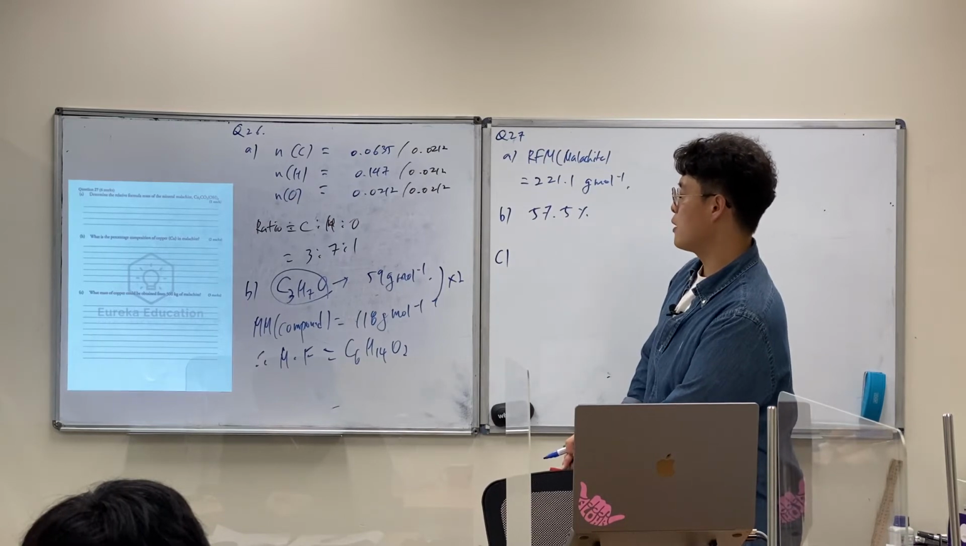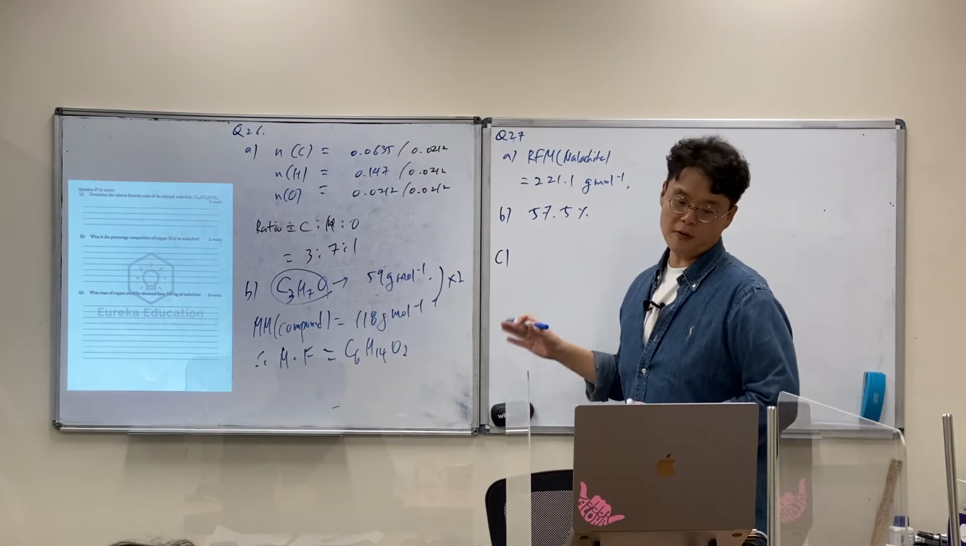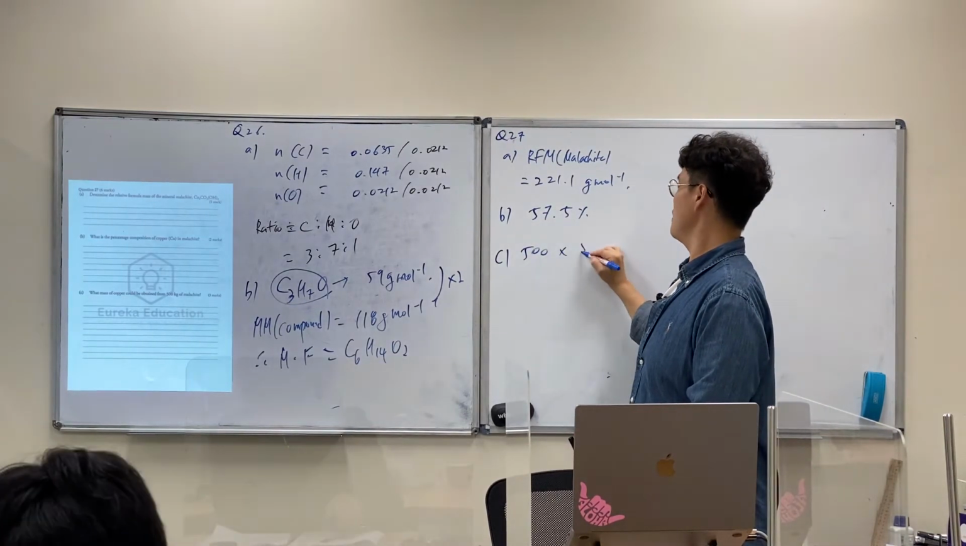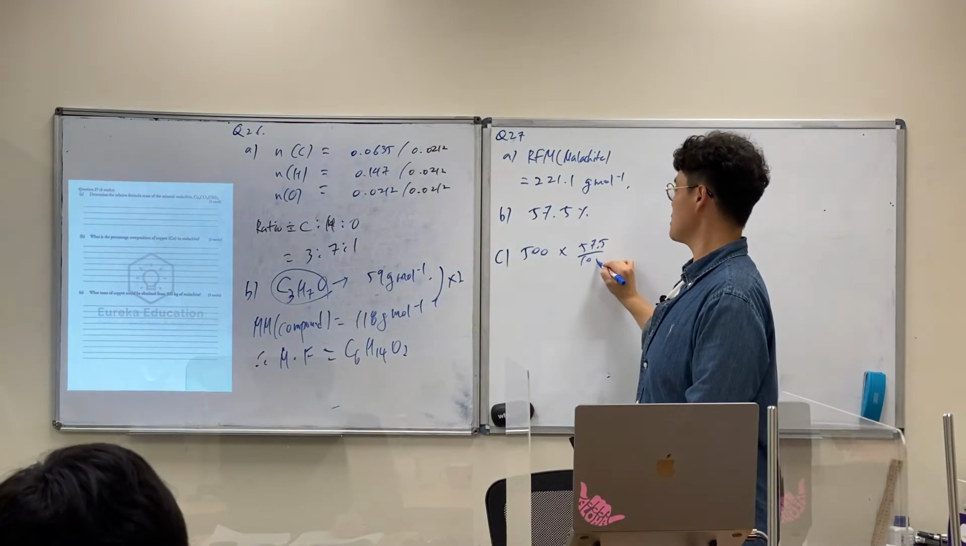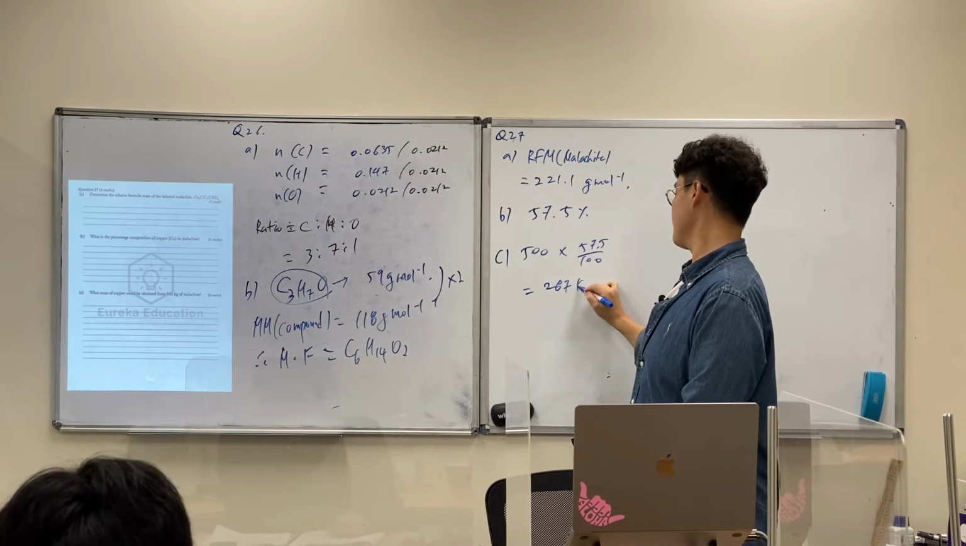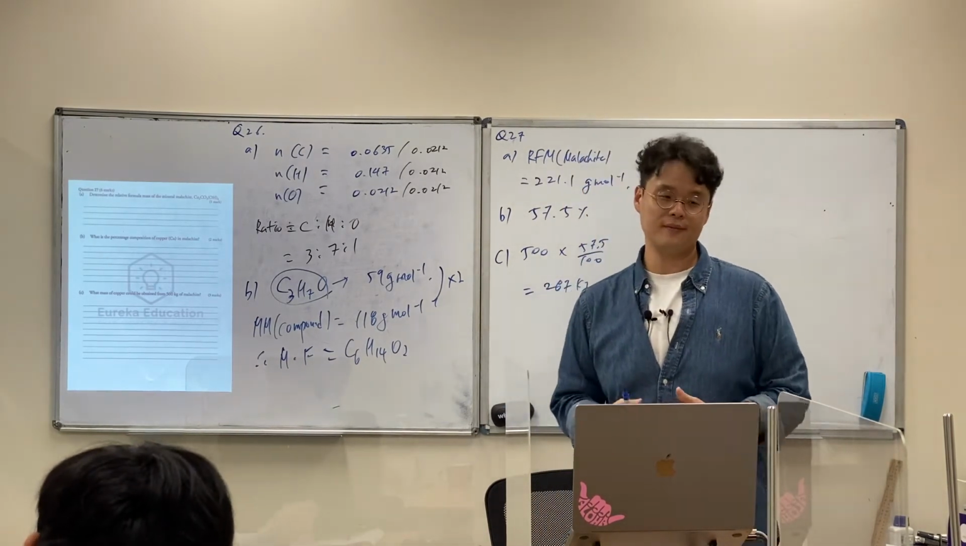C, what mass of the copper could be obtained from 500 kilos? If the percentage is 57.5, that's simply 500 times 57.5 divided by 100. This will give you the amount of the copper. That's 287. I don't really know why that's a 3 marker. It should be 1.